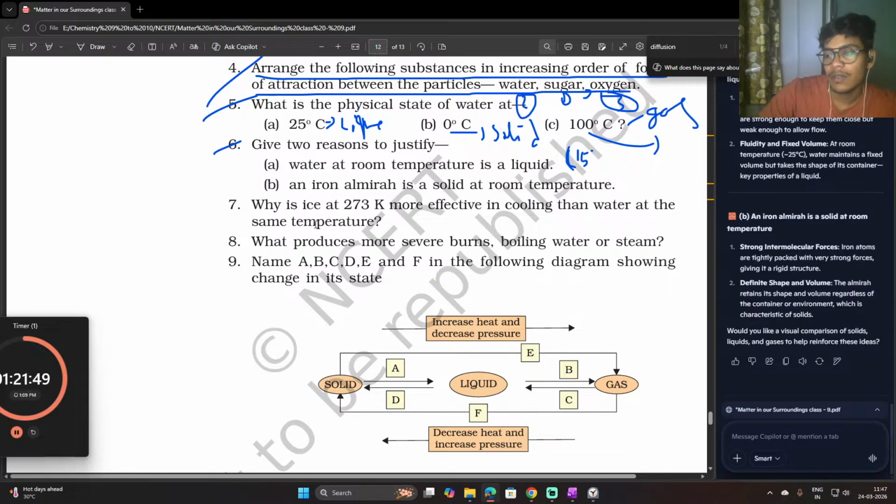Now, why is ice at 273 K more effective in cooling than water at the same temperature?